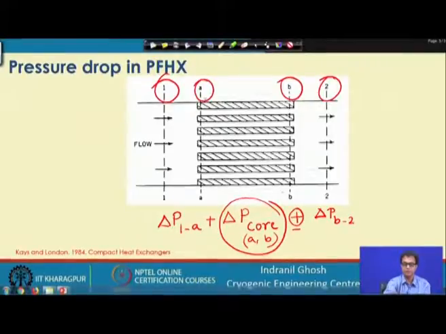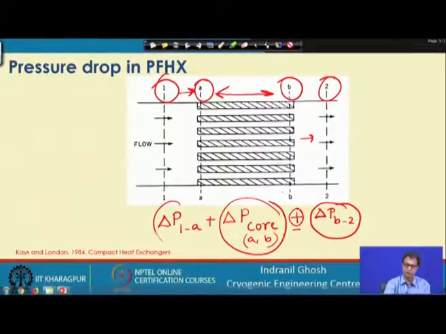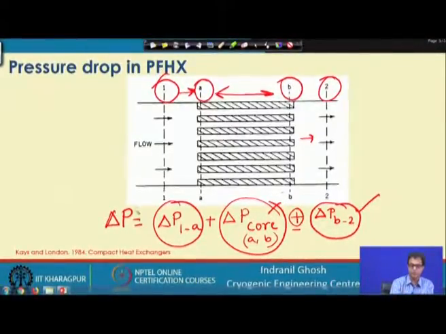One is due to sudden contraction, then we have the core pressure drop, then we have sudden expansion, where there will be some pressure rise in this region. So, here we have a pressure drop, here we have a pressure drop, and here there is some kind of pressure rise. That is the total pressure drop in the case of a plate fin type heat exchanger. So, we need some means to estimate the sudden contraction and sudden expansion effects.